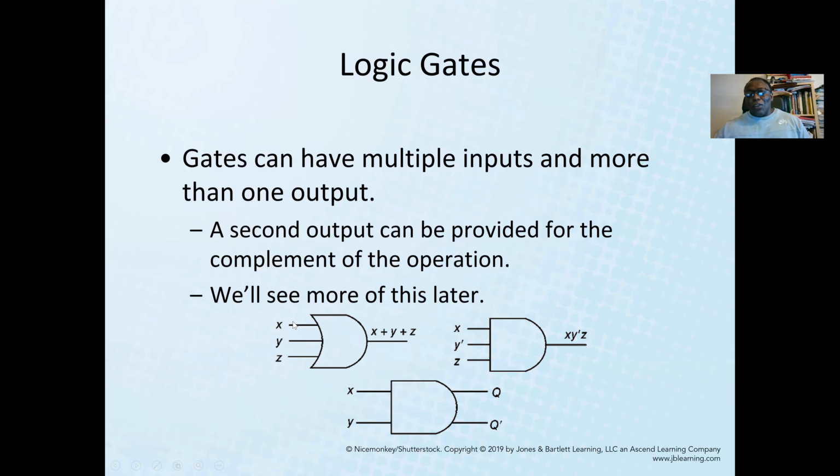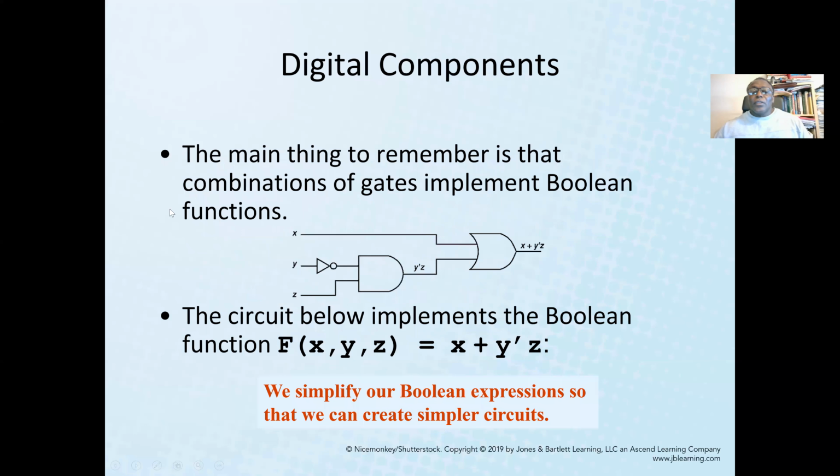So for example, here we can have 3 inputs, which will give a combination into 1 output. Since this is going to an OR gate, it will be X plus Y plus Z. And the same thing, this is going to an AND gate, so it will be X times Y invert times Z invert. So the main thing to remember is that a combination of gates implements a Boolean function.